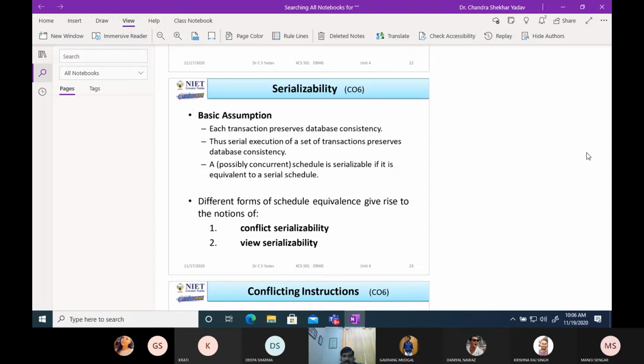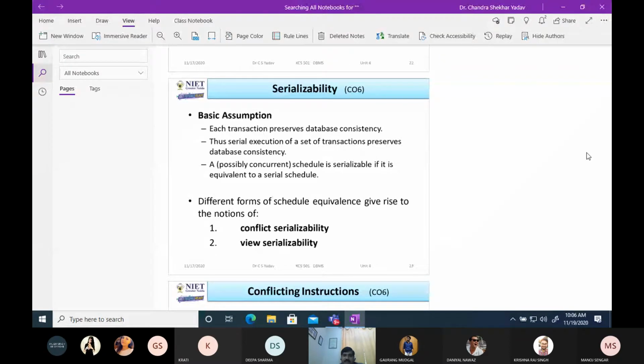And there are two types of schedules: serial schedule and non-serial schedule. If interleaving of execution is allowed, then that schedule is called a non-serial schedule. If context switching or interleaving of execution is not allowed, then that is called a serial schedule.